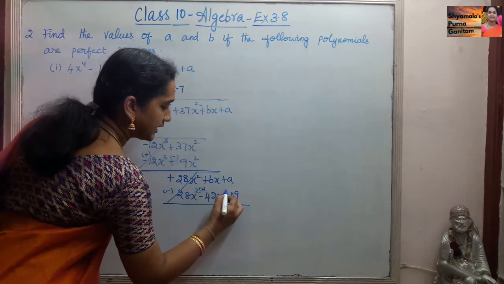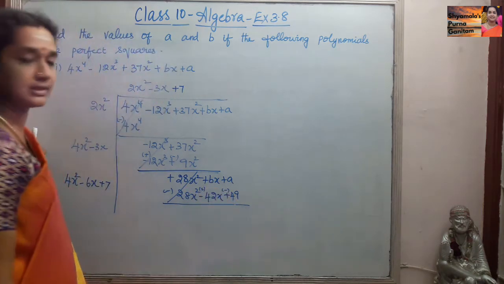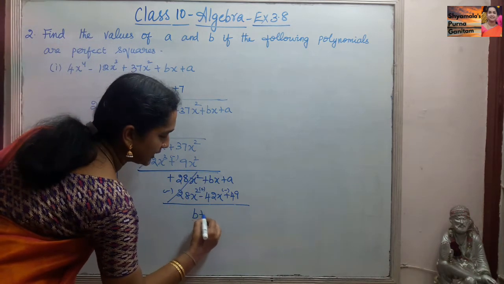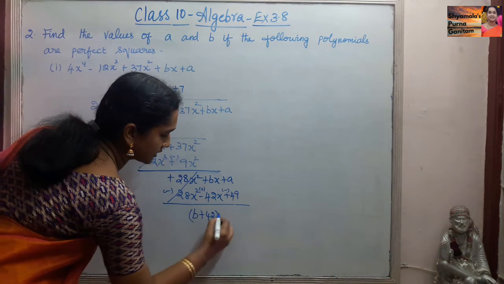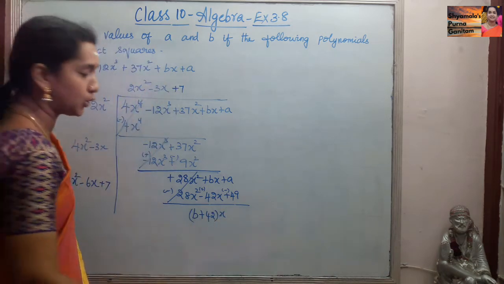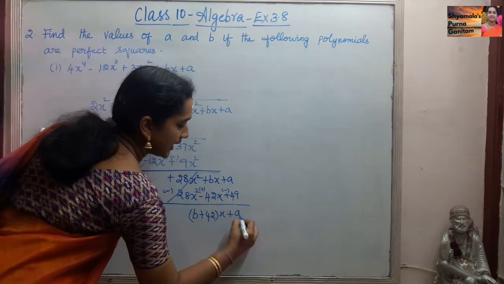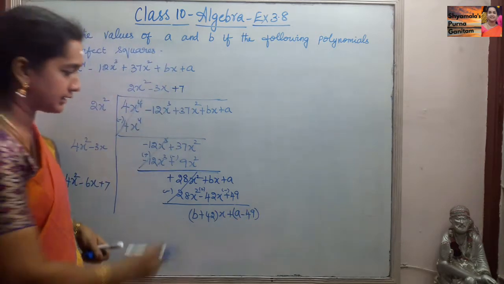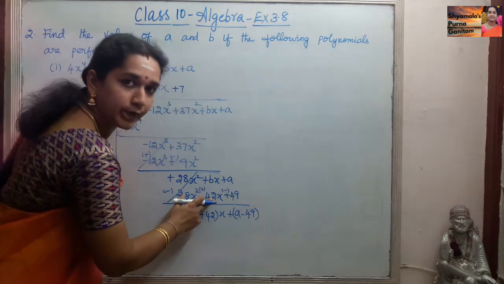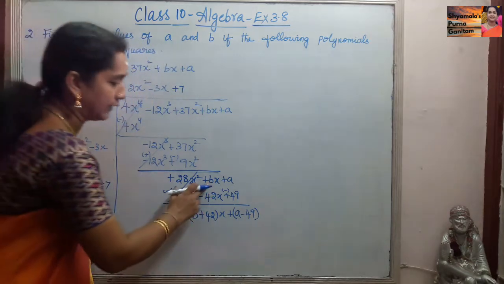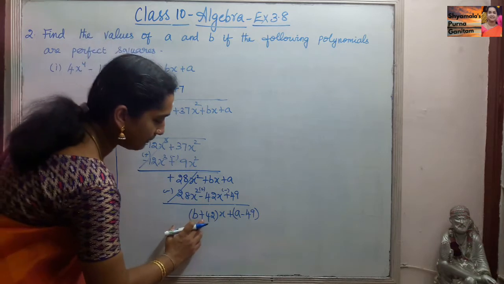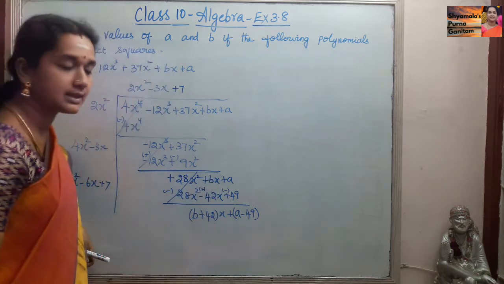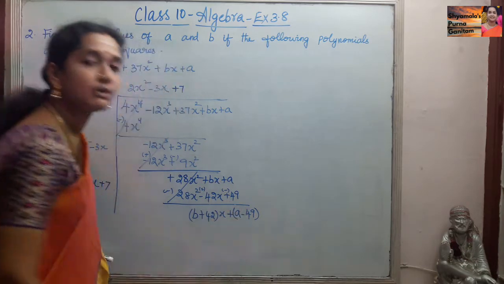Here it is plus, then here it is minus. So here we will get b plus 42 into x plus a minus 49. This is the remainder. Here b is there, here 42. It cannot be simplified, since a variable and a number are there. So b plus 42, we will write as it is. Both are the coefficients of x, plus a minus 49.